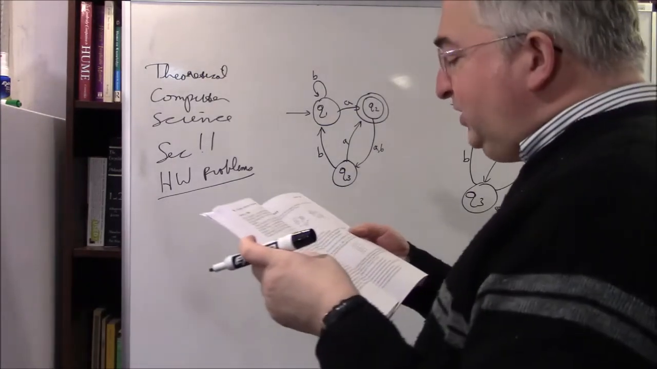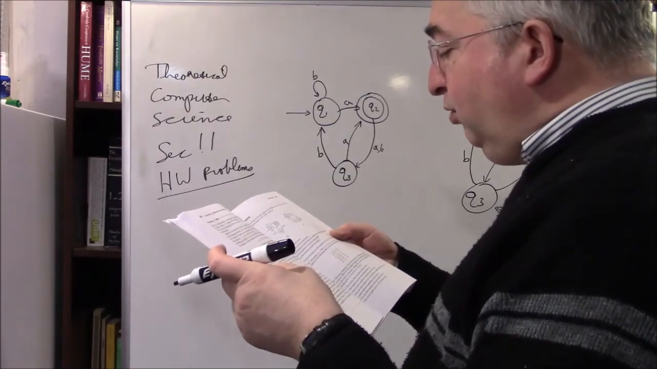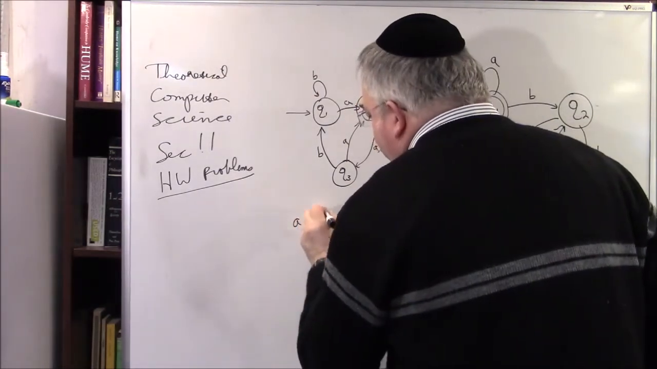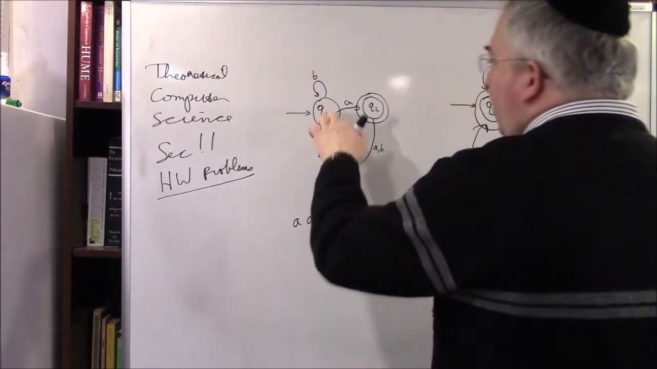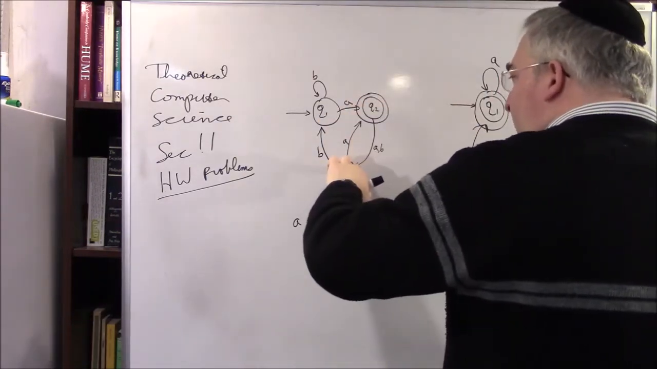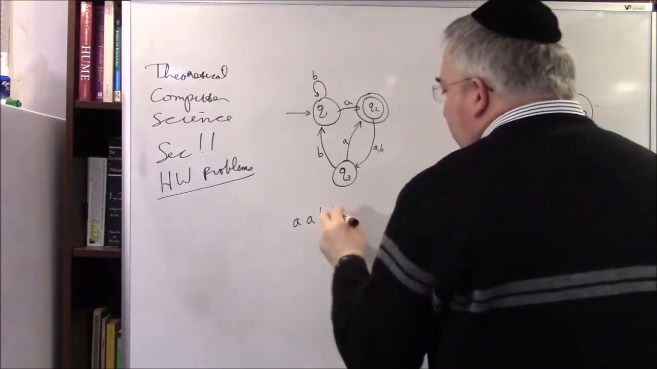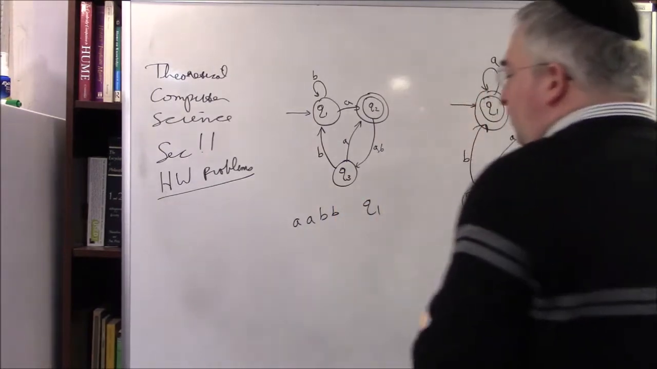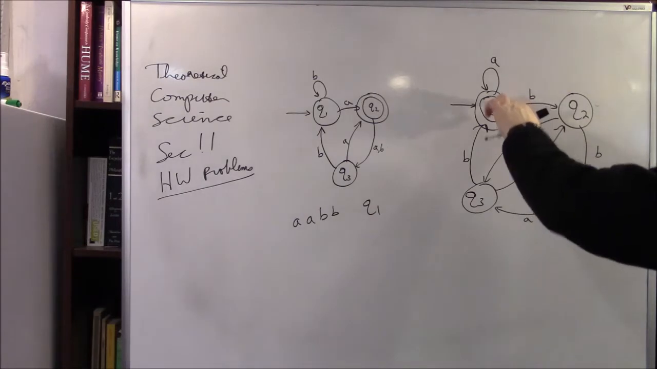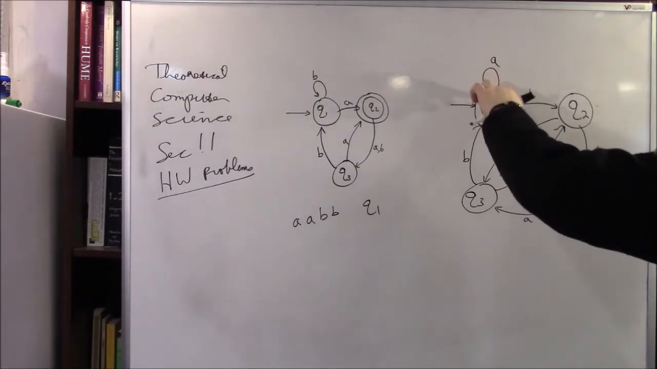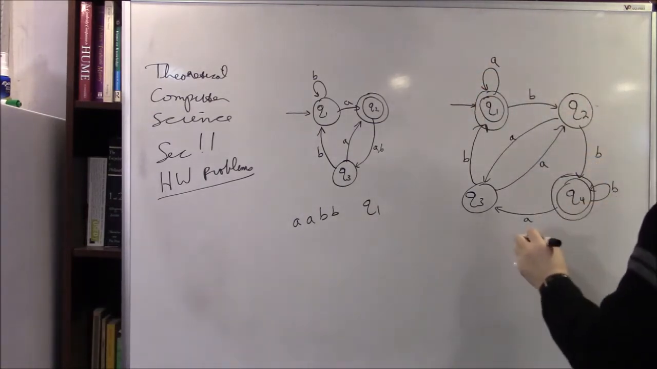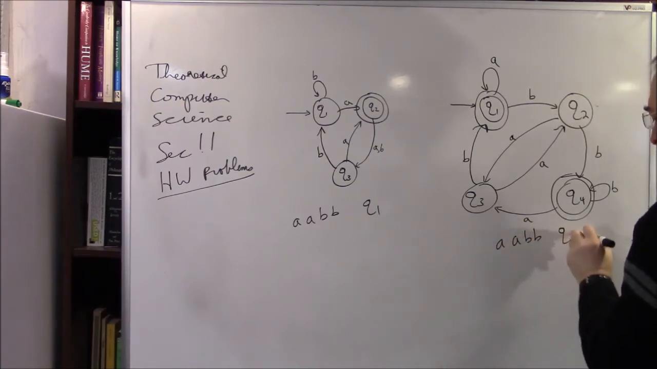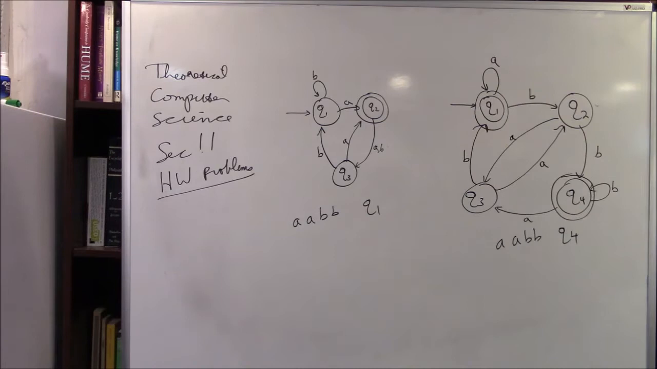Okay, what sequence of states does the machine go through on input AABB? So AABB, let's follow. AABB is Q1. So we go to Q1. Okay, let's do it for here. AABB goes to Q4. Okay?